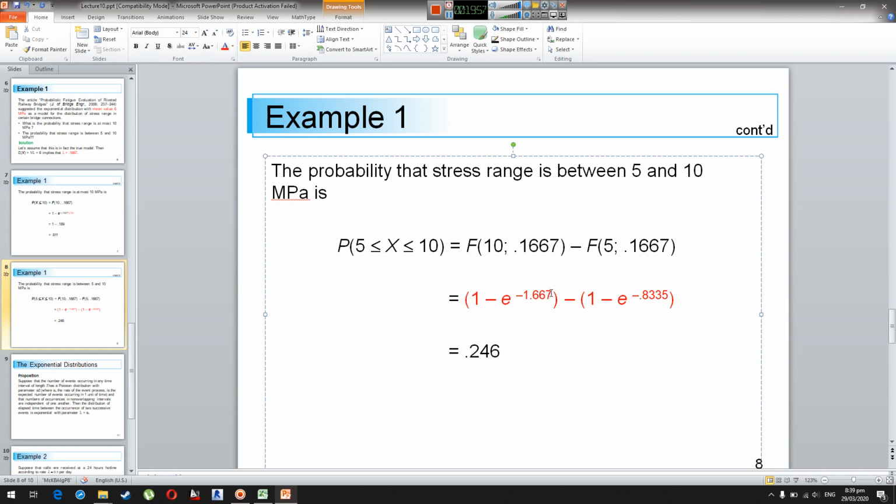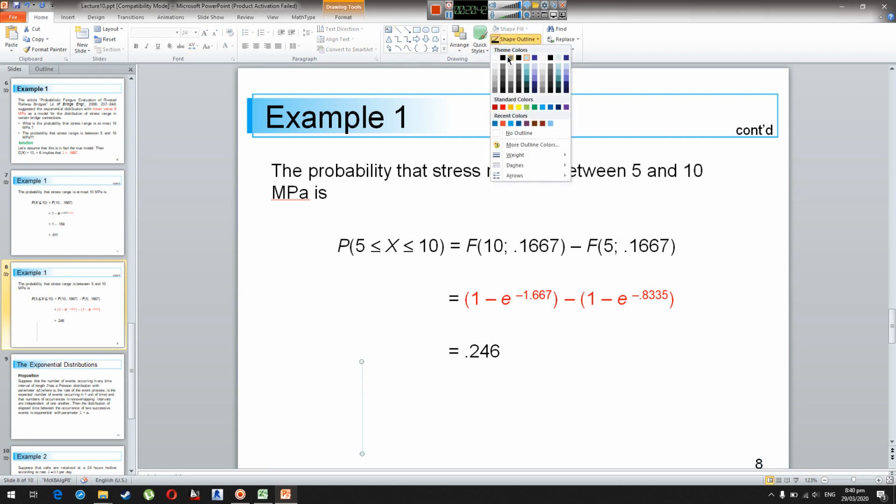Okay, when we have the probability for 10, this is basically the cumulative distribution function when you have X equal to 10, and that is the cumulative distribution function when you have X equal to 5. So when you subtract the cumulative distribution function of 5 from the cumulative distribution function of 10, then you will get the probability value between them. Let me draw that and explain that.